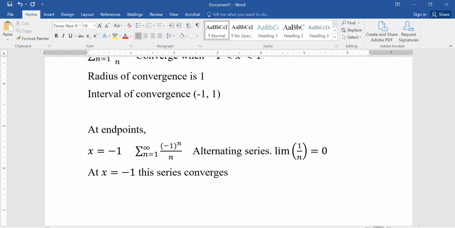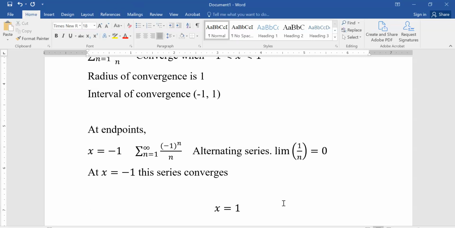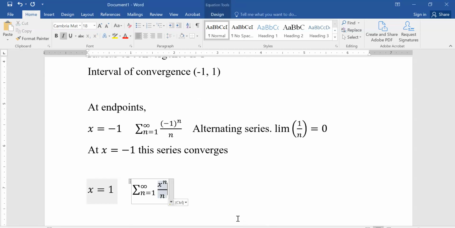All right? When x is equal to positive 1, however, well, what do we get? Let's look at the series when x is equal to positive 1. When x is equal to positive 1, this is just 1 to the nth. That's always going to just be a positive 1 over n. And this is a p-series test.